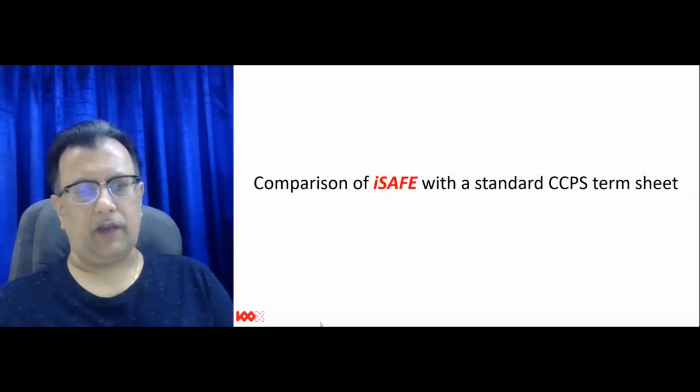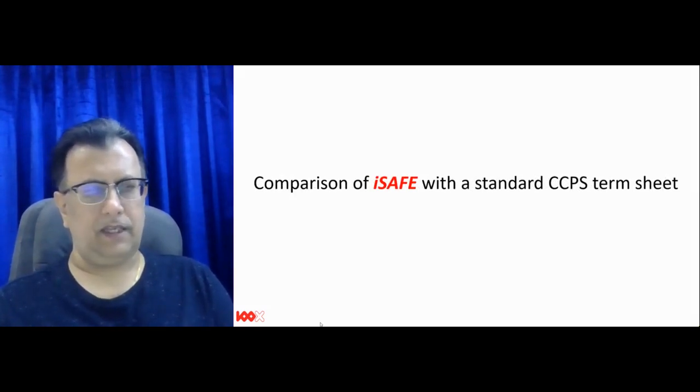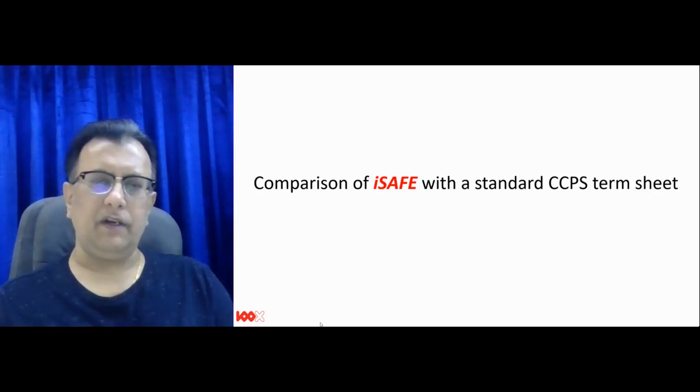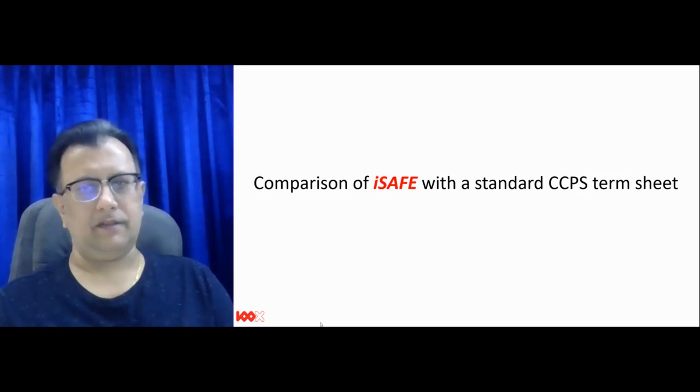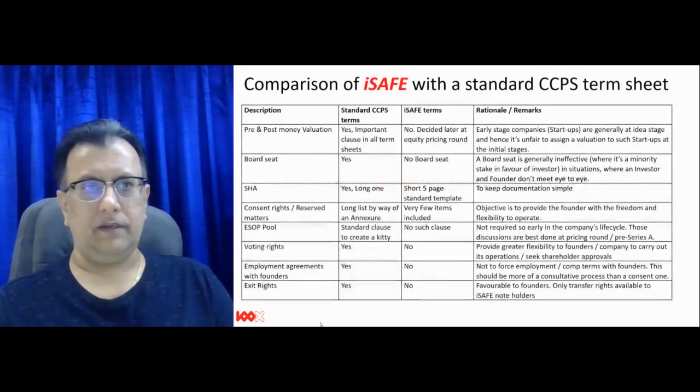So we've seen all the rights, right? So these are the key terms largely. I may have missed out a couple of them, but these are the major ones. However, now let's see how an iSafe actually compares with a standard CCPS term sheet. Let's look at the two point by point. So first one, the pre and the post money.